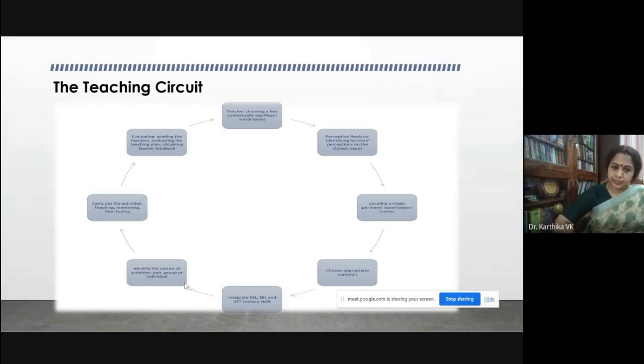Carry out the activities of teaching, mentoring, and fine tuning. Then finally, evaluating, grading the learners, evaluating the teaching plan, obtaining the learner feedback. This learner feedback is very important, because only then you will know whether you might be thinking about yourself as an ideal teacher, something that you have done in an extraordinary way, but whether that is fruitful or not, or how it has been perceived by the students, is something that we also need to know. Therefore, taking learner feedback is very important, and evaluating them and giving them periodical feedback is also very important.